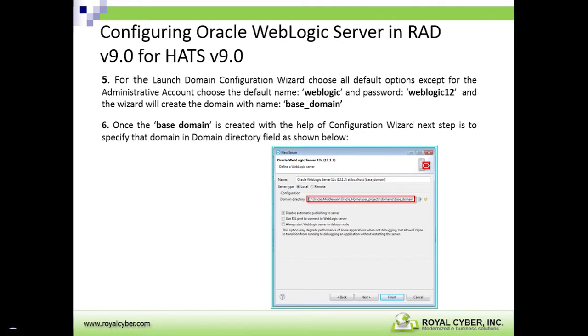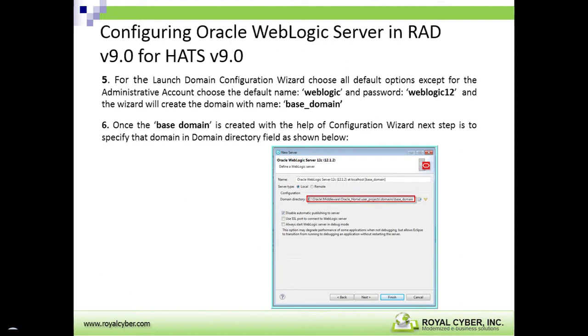For the launch domain configuration wizard, choose all default options except for the administration account. Choose the default name as weblogic and password as weblogic12, and the wizard will create the domain with the name base domain. Once the base domain is created with the help of the configuration wizard, the next step is to specify that domain in the domain directory field as shown in this slide. Once you have specified it, you can click finish and your server will be added here.